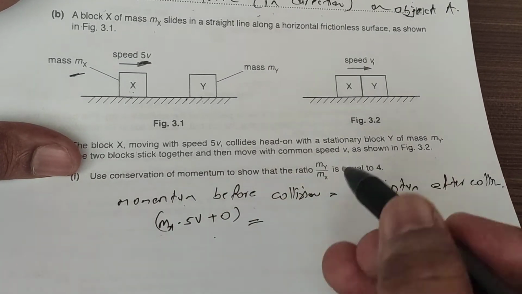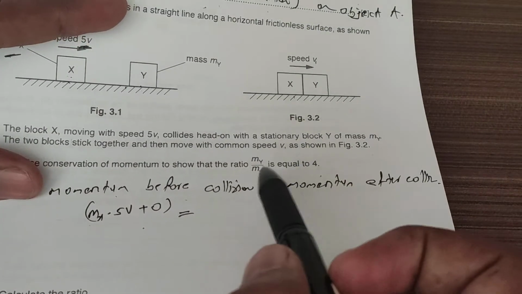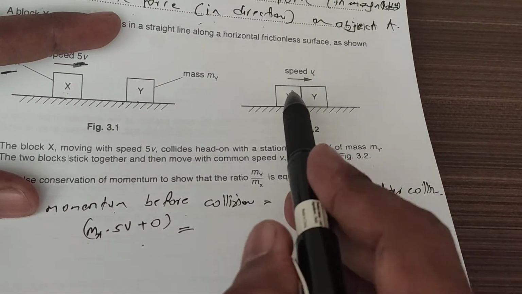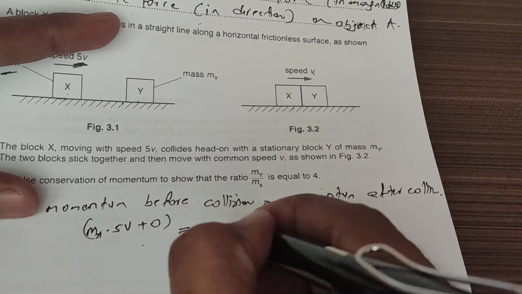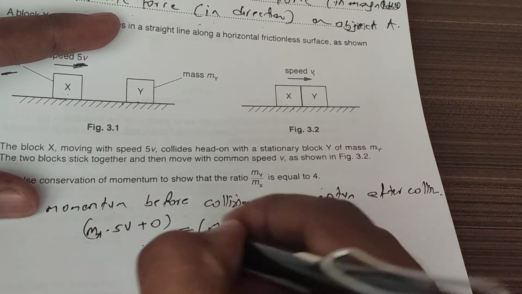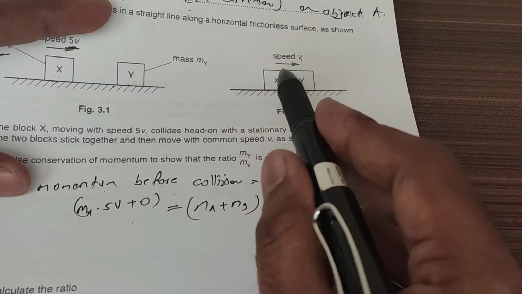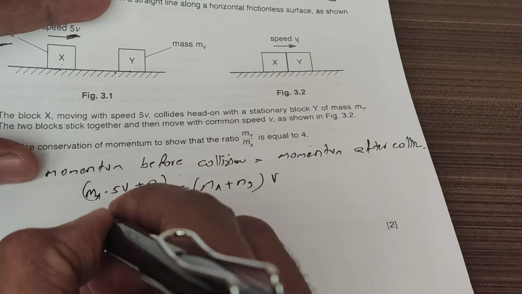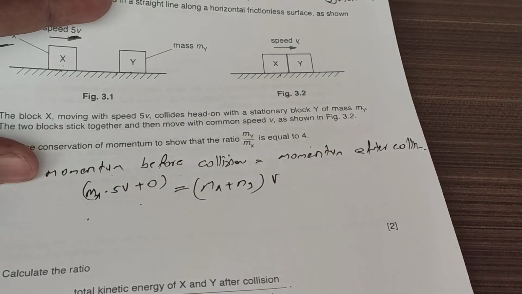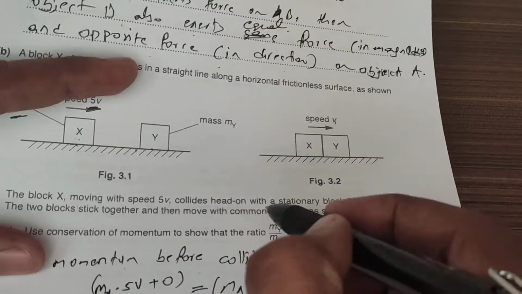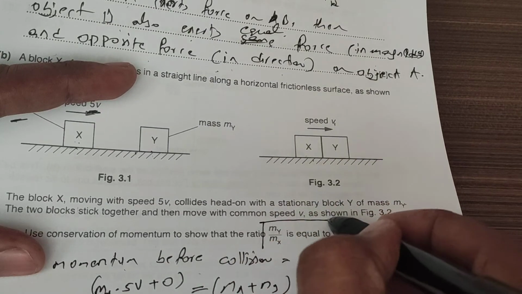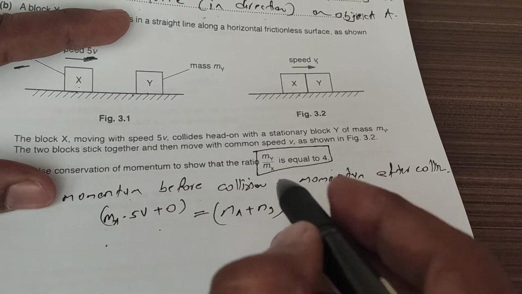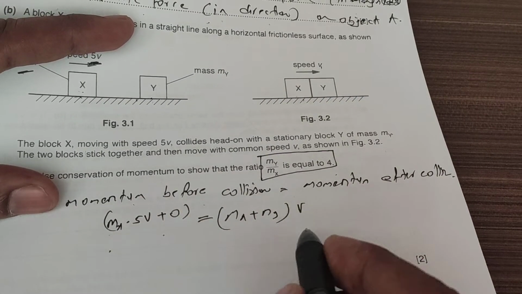That should be equal to net momentum after collision. So what is the net momentum after collision? The total mass times total velocity. The total mass is mx plus my, because they are sticking together and moving with the velocity v, right? So you can do the math to show the required thing. What is that? mx over my is 4. You can show that by calculations. So let me do that.